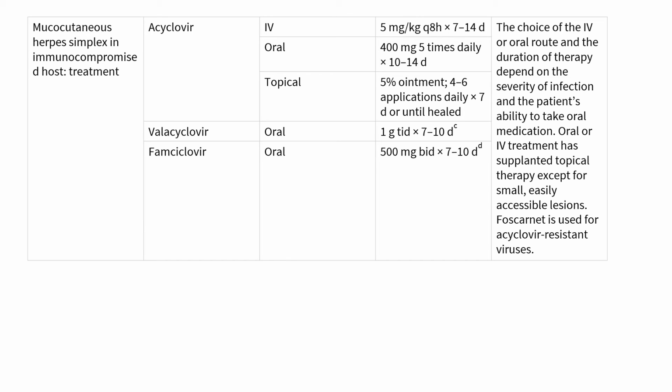But remember, oral and intravenous treatments have supplanted topical therapy, except for what? We might use topical for small, easily accessible lesions. This is not the case in most of our patients, especially immunocompromised patients, but it is a valid statement. If the lesions are small and easily accessible, topical therapy might be enough with analgesics. We have also valacyclovir orally and famciclovir, and again you will notice that the dose is higher and the duration is longer because this is an immunocompromised patient.